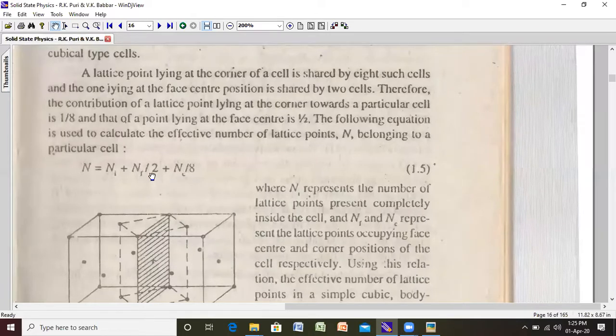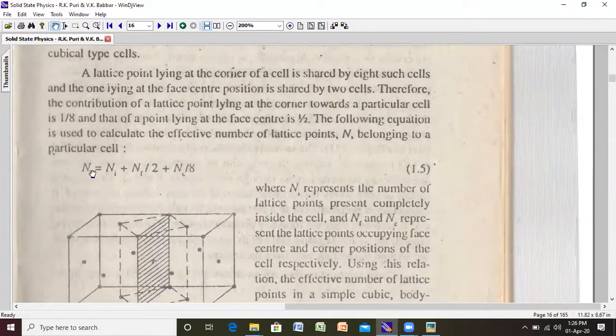So a face-centered point is always divided by 2, and in 3 dimensions the corner point is divided by 8 unit cells. If you draw a cube, then at each corner of the box, there are 8 boxes, one at the top, one right, one left, and down, and from every side, 8 cubes share a corner point. So that is why Nc is divided by 8.